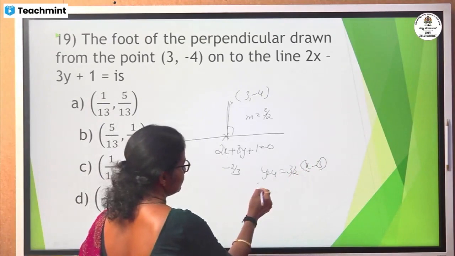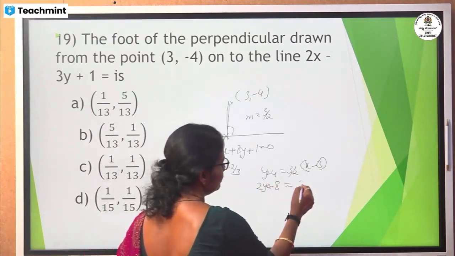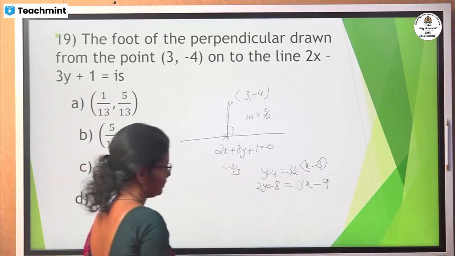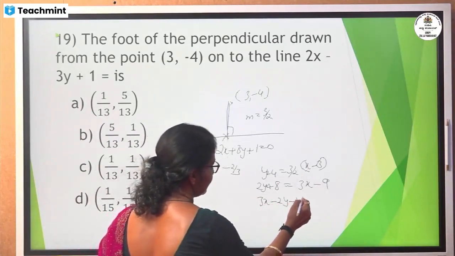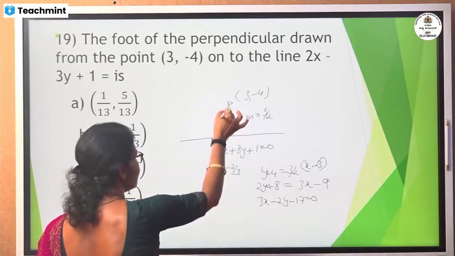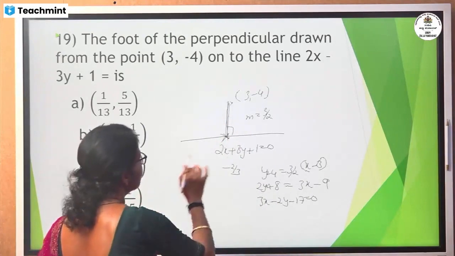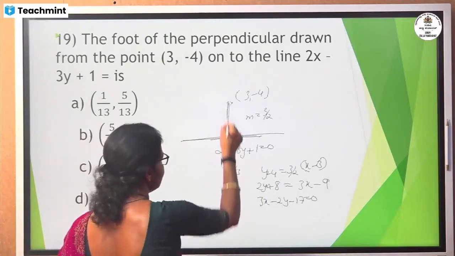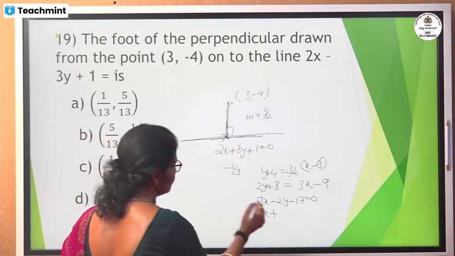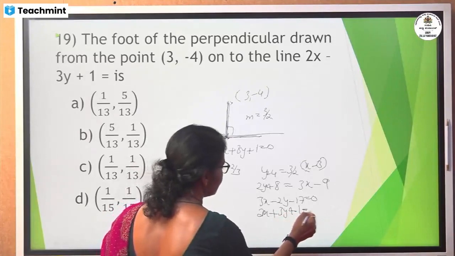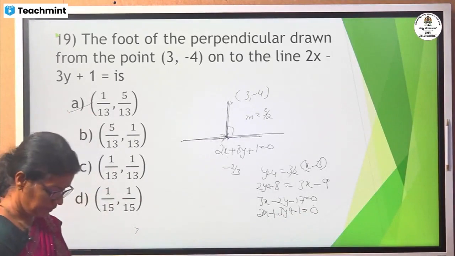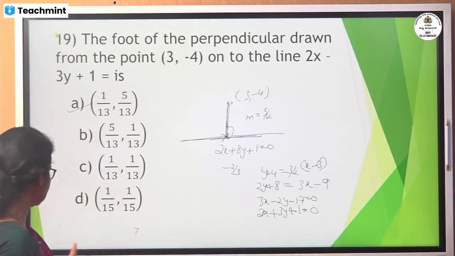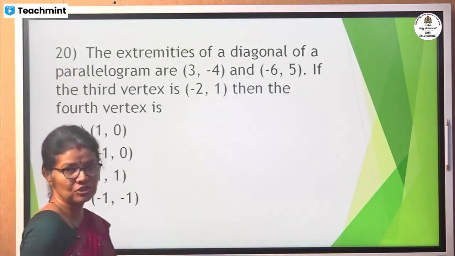Simplify this. 2y plus 4 twos are 8 equal to 3x minus 3 threes are 9. So the equation is 3x minus 2y minus 9 plus 8, minus 17 equal to 0. This is the equation of this line. We need the point of intersection. So get the point of intersection of these two. Simplify this using the elimination method. 2x plus 3y plus 1 equal to 0. We'll get the answer: x value 1 by 13 and y value 5 by 13. Any method can be used, but I'll use the elimination method.